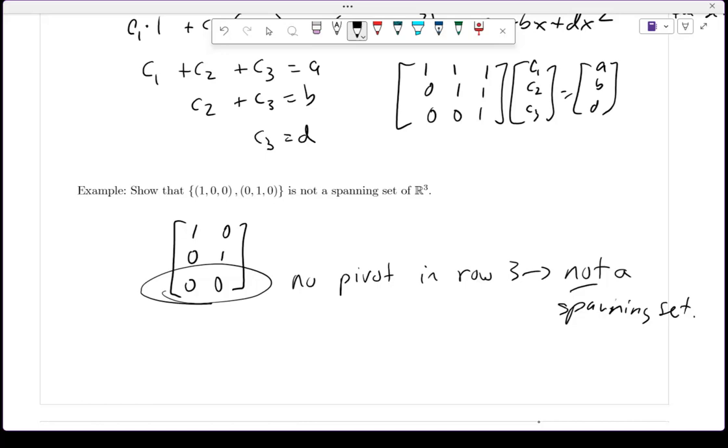Okay. Can you tell me a vector that is not in the span? Can you tell me a vector in R3 that you cannot write as a linear combination of 1, 0, 0, 0, 1, 0? Yeah, exactly. That would make it inconsistent. There is no way to get a 1 in the third component by using those two vectors.